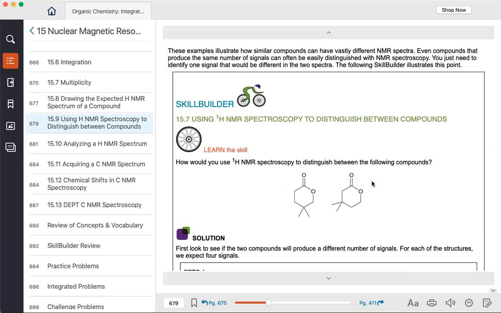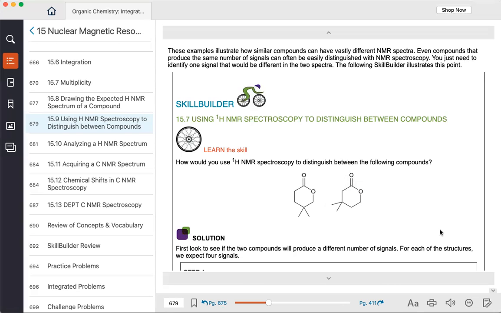Whereas in the second molecule, you have a singlet at around 2 and a triplet around 4. So that can tell you the relative placement of these 2 CH3 groups here. And that can be a very good way to look at NMR spectroscopy.